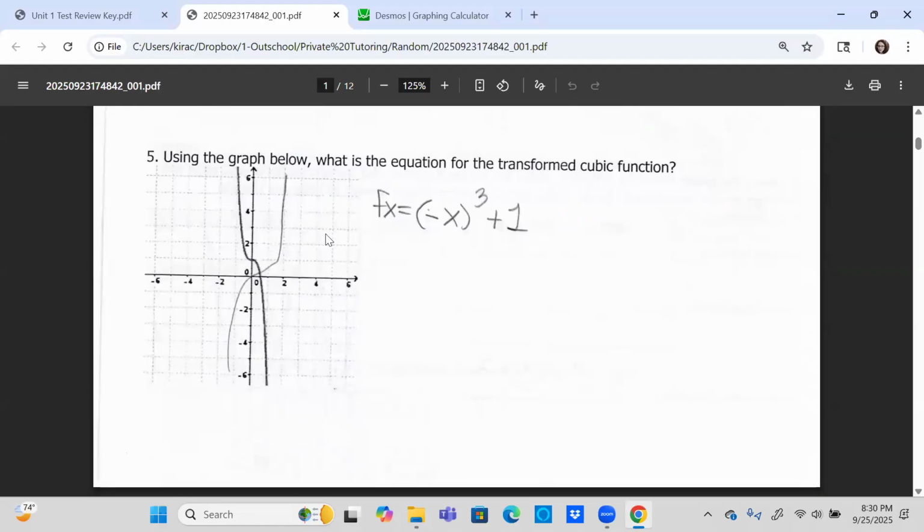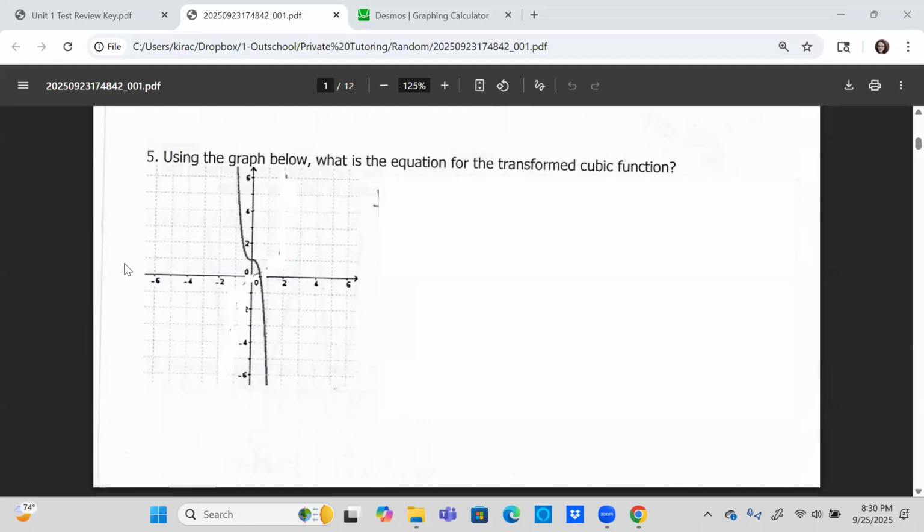All right, use the graph below. What is the equation of the transformed cubic function? So let's see if my student was right here. Okay, so I think ignore this line right here. I think my student was just using that, or maybe I wrote on this paper when my student was in my home.